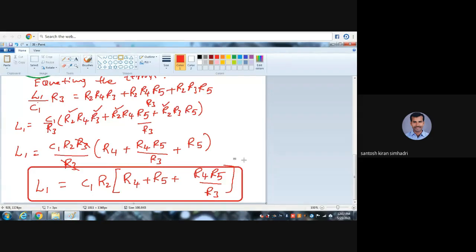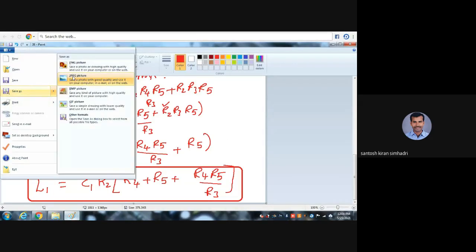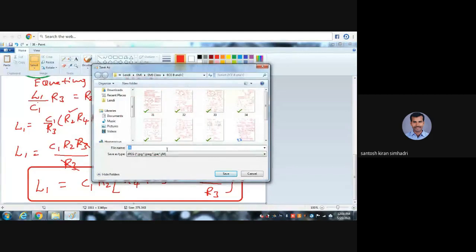But sir, why don't you go with the complex, the imaginary part? Yes, I will do it. Once I save this document, then I will take a new one. Okay, this is slide 38, this is 39.